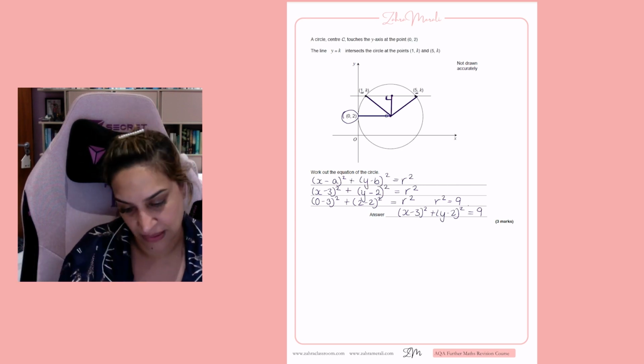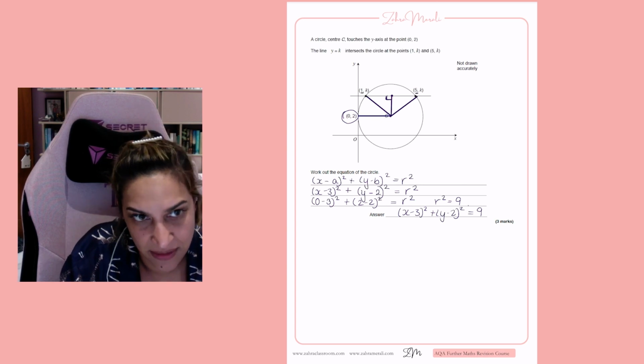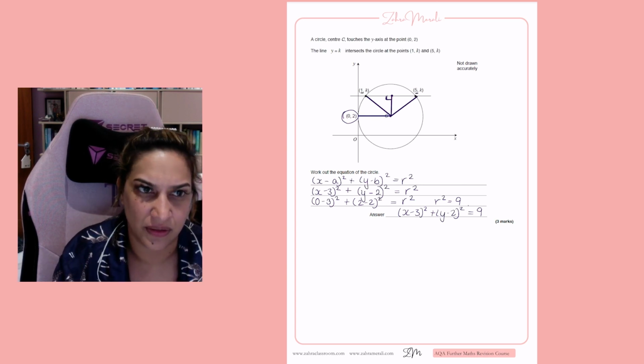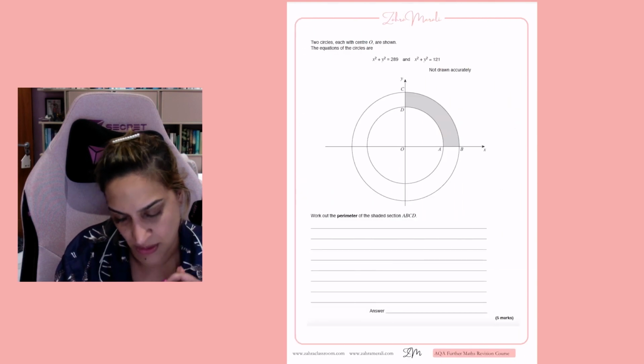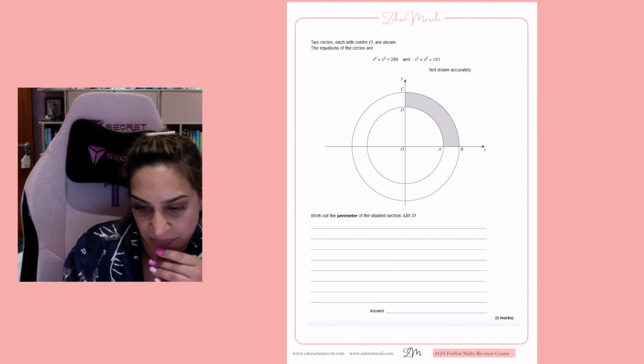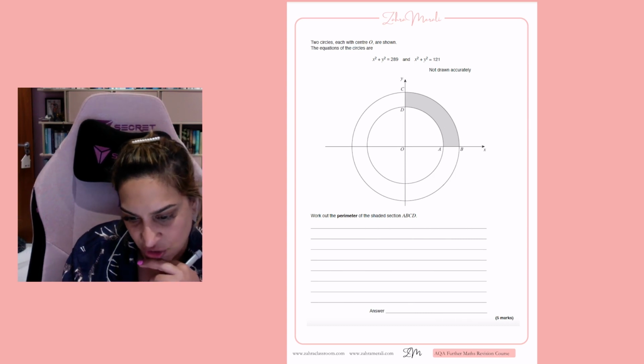Right, let's have a look at the next equation. So we have two circles, each with center 0 as shown.